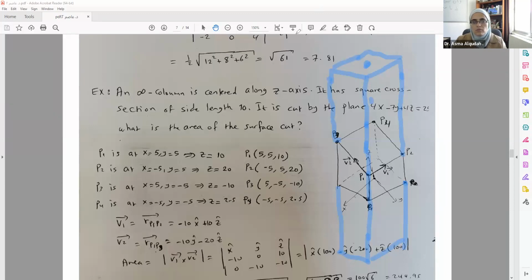Each side of this column has a length of 10. So this side has a length of 10, this side has a length of 10, this side has a length of 10, and this side has a length of 10. So the column is centered, this surface is a square, and it's centered along the z-axis.